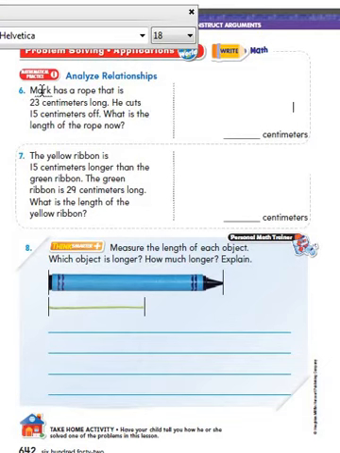Number 6. Mark has a rope that's 23 centimeters long. He cuts 15 centimeters off. Concentrate here. He cuts 15 centimeters off from the rope, which means he took away 15 from 23. What is the length of the rope now? He wants to know the remainder of the rope. How many centimeters rest from the rope?